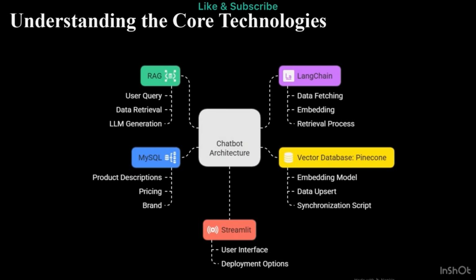And then comes the vector database that we are using, Pinecone, in this video. Pinecone is one of the best vector databases out there. So what happens is we take the product data from MySQL and pass it through an embedding model, which turns each product description into a vector, and then we upsert that into a Pinecone database.